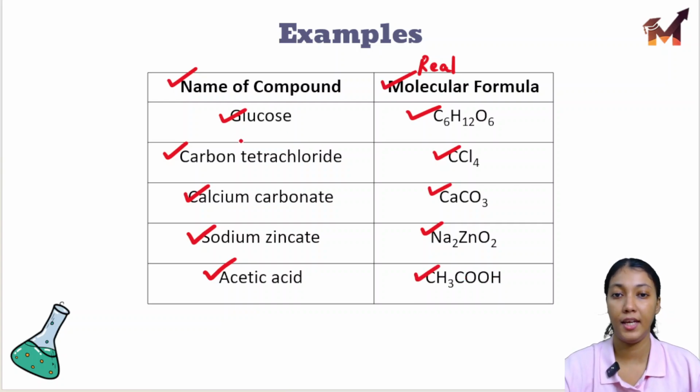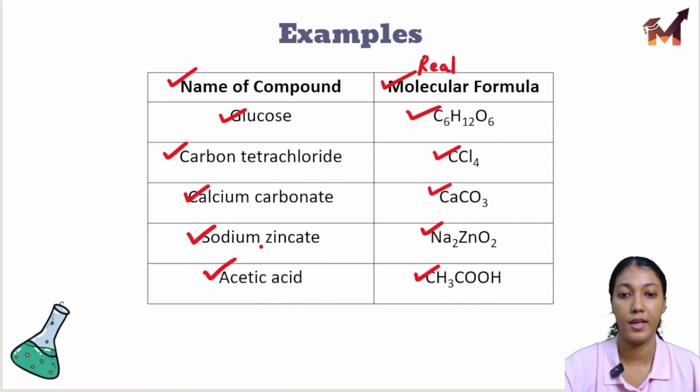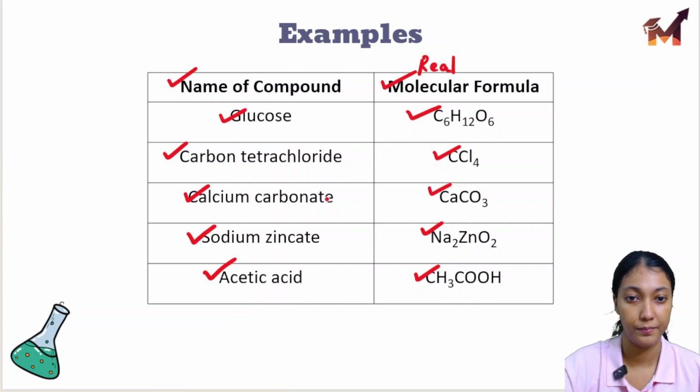These are some very common compounds, glucose and acetic acid. Similarly, carbon tetrachloride and calcium carbonate. Sodium zincate is perhaps a little uncommon, but it is still a very important compound. I have mentioned the molecular formulas of these compounds, so they are the real formulas of these compounds. Now that molecular formula is done, let us move on to the empirical formula.